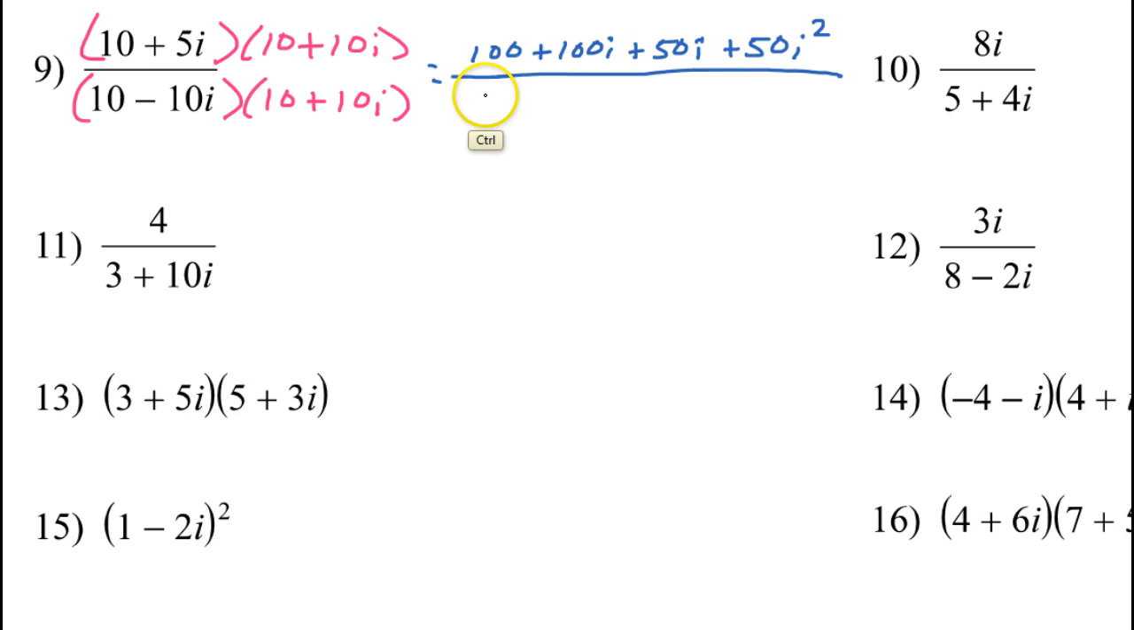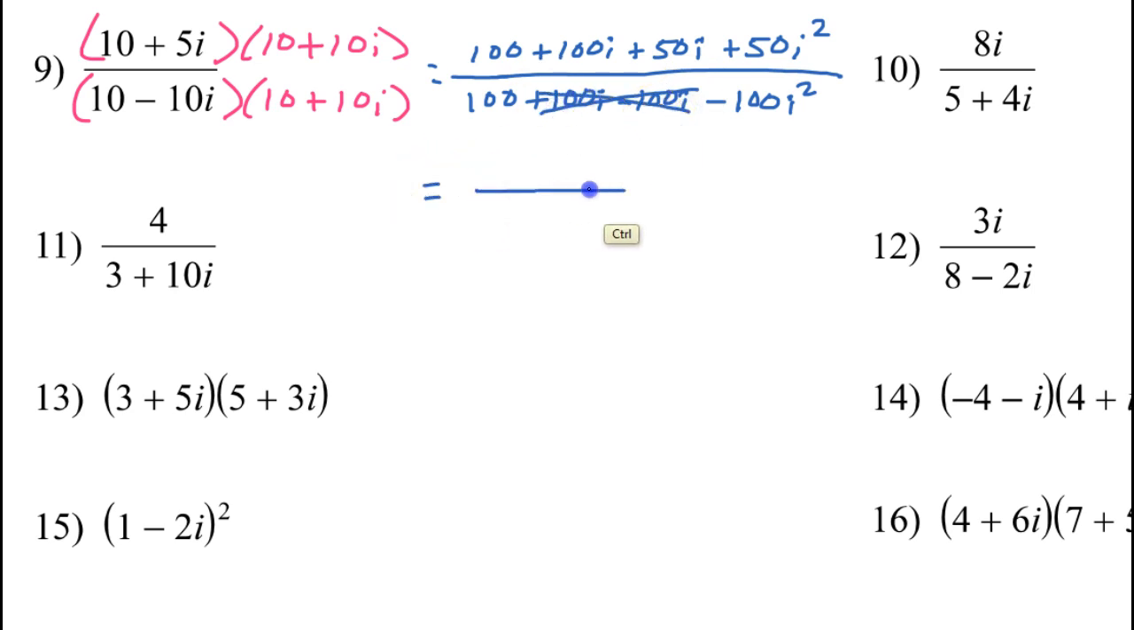Okay, similarly, in the denominator, 10 times 10 is 100. 10 times 10i is 100i. Negative 10i times 10 is negative 100i. And negative 10i times 10i is negative 100i squared. These are going to cancel each other out.